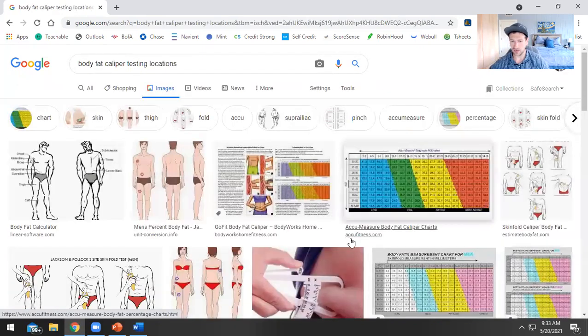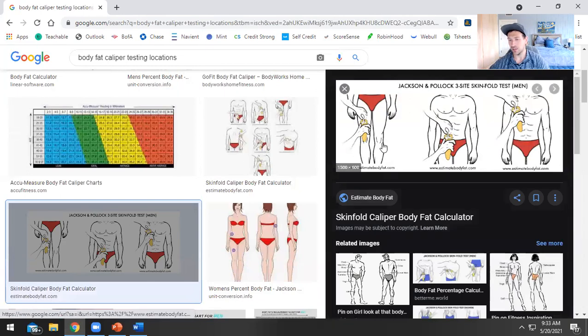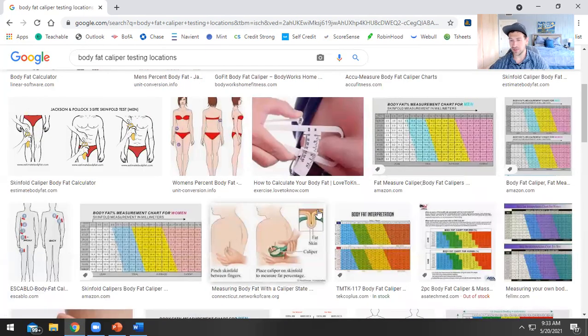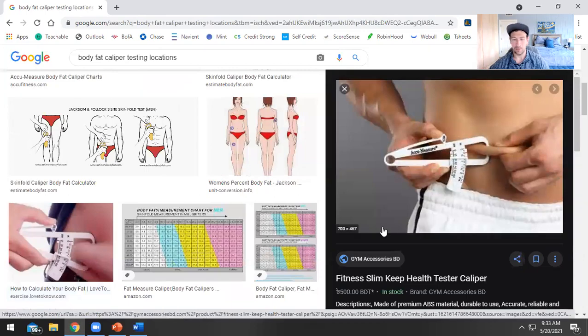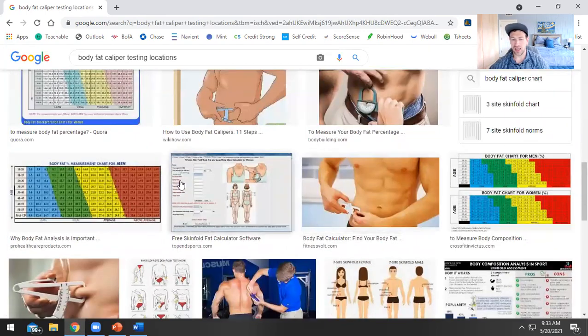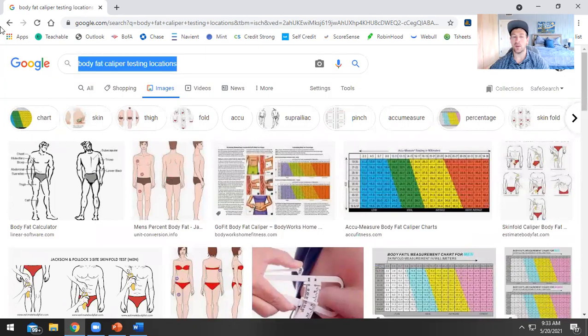Let's see here. I'm trying to find other versions that are out there. Here's the Jackson-Pollock version where you do the thigh, the abs, and the pectorals. NASM isn't going to do that. Again, don't do this where you're just pinching. Make sure you grab it and then pinch. NASM is going to do the Durnin-Womersley formula.